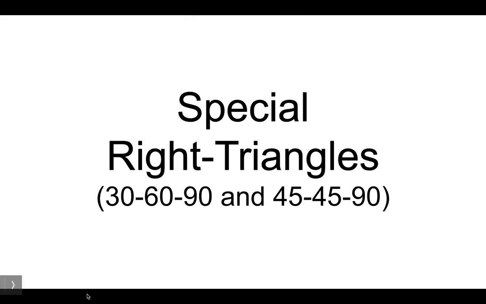Okay, so let's talk about special right triangles. Specifically 30, 60, 90, which means 30 degrees, 60 degrees, 90 degrees. And then 45, 45, 90, which again means two angles are 45 degrees and one angle is 90.